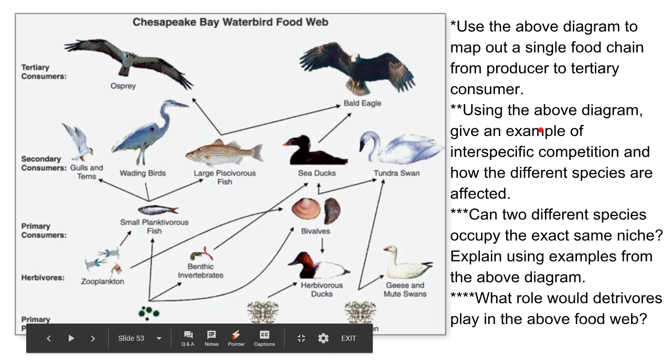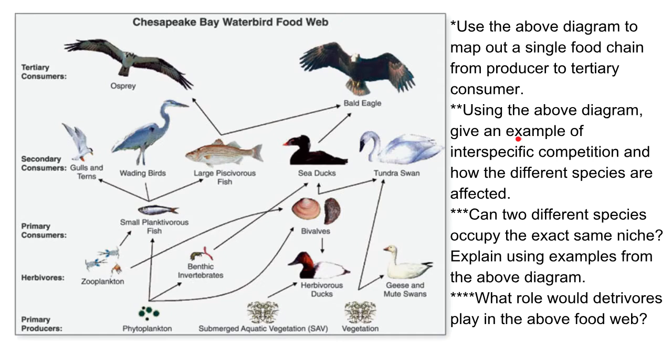So as we continue on, it says here, using the above diagram, give an example of interspecific competition and how the different species are affected. So this ties us actually back into our community ecology area here. But if we have sea ducks and tundra swans both eating bivalves, they're competing for the bivalves, they're both going to be harmed from that competition, as opposed to if there was only one thing eating the bivalves and they had all access to just themselves.